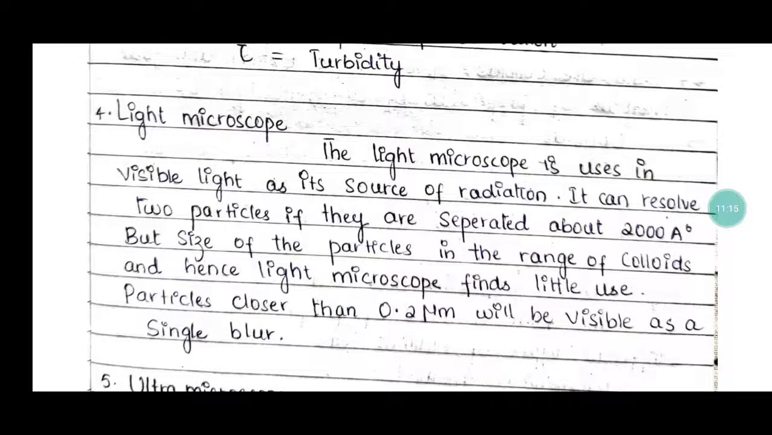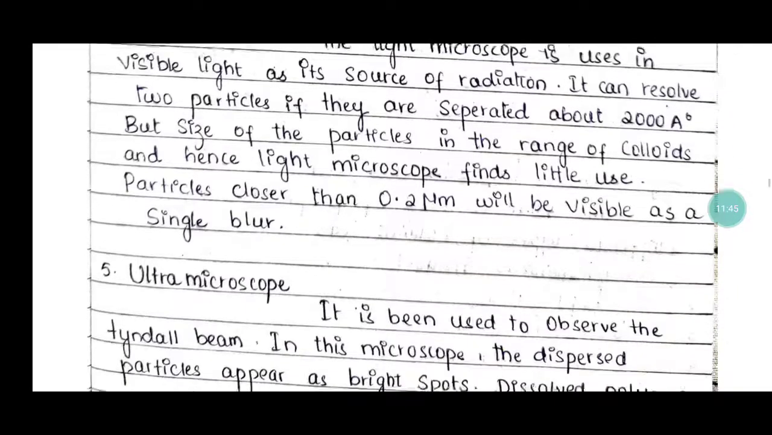Number fourth, light microscope. The light microscope uses visible light as the source of radiation, and it can resolve two particles if they are separated by about 2000 angstrom. But the size of particles in the colloidal range is smaller, and hence the light microscope finds little use. Particles closer than 0.2 micrometer will be visible as a single blur.